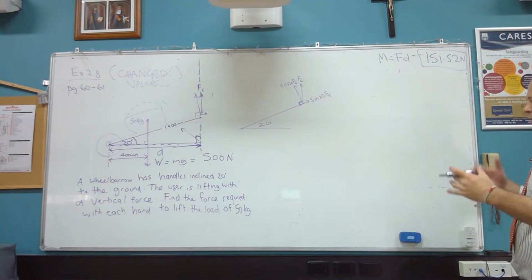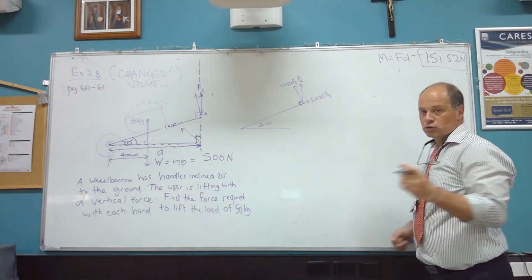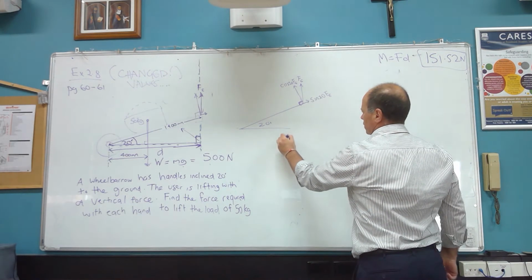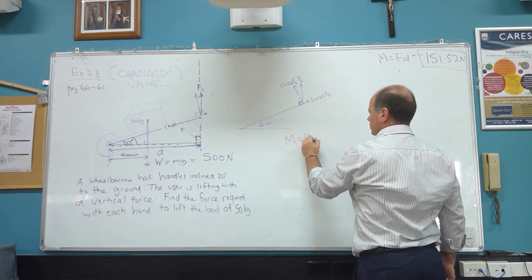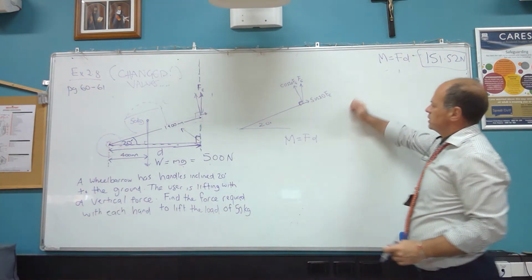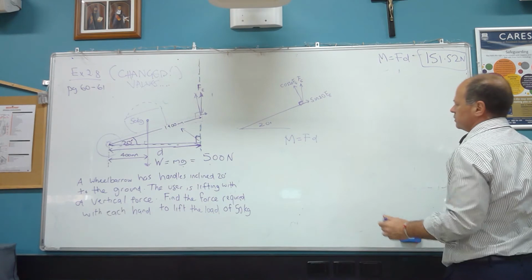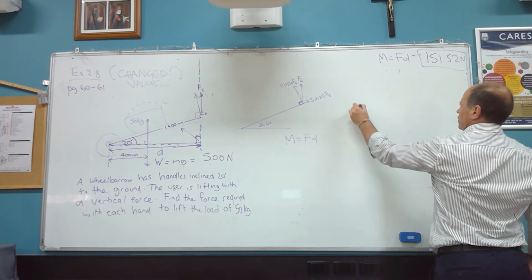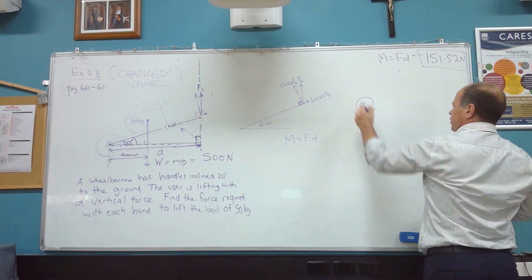So we're going to use the same working out. Always good to write down formulas you know, so you might want to write down moment equals force times distance, just let them know you know that. And then we need to say, well, this is an equilibrium situation still, so we're going to say clockwise is positive.